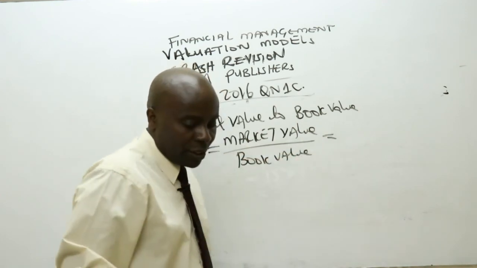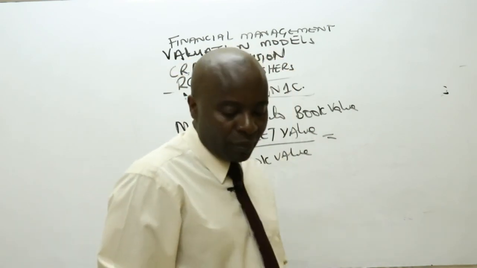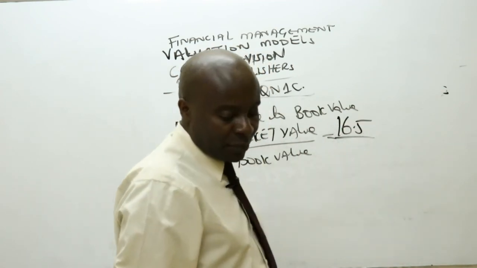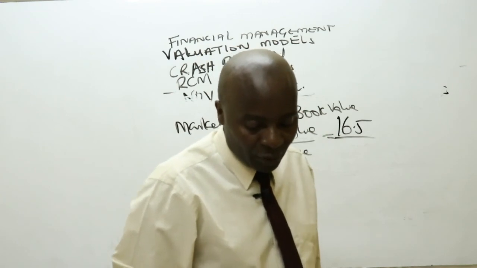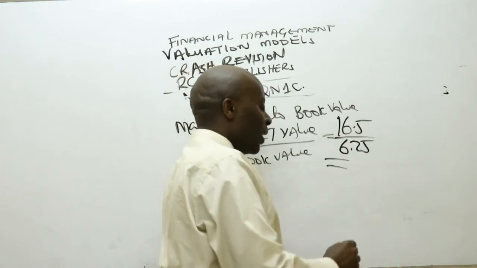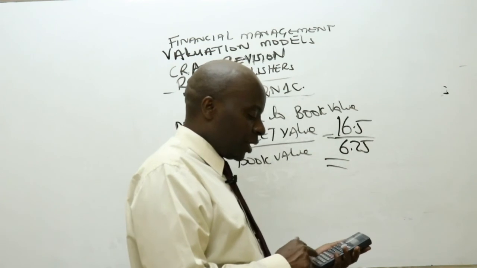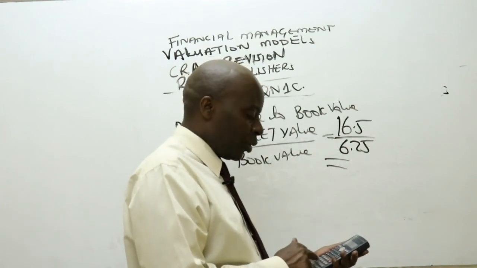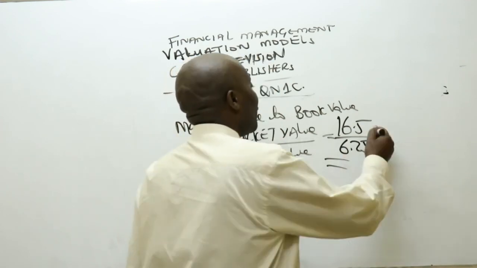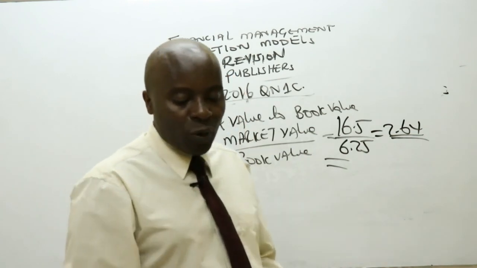So market value, ladies and gentlemen. We have just obtained market value in Roman 2 as 16.5. Divide this by the book value that we got up there in Roman 1, which was 6.25. Therefore, we have here 16.5 divided by 6.25, which will end up giving us 2.64. And this marks the end of our particular question and lesson.